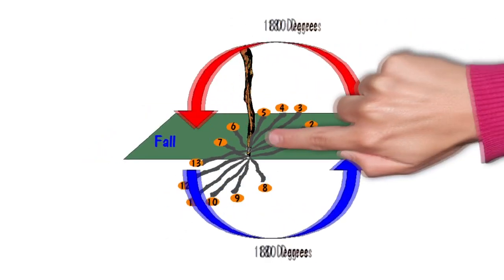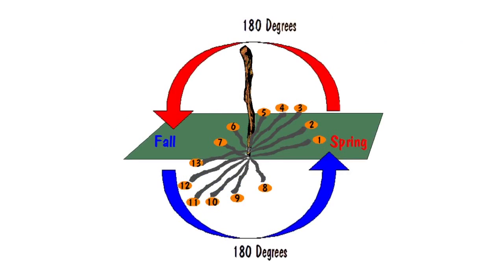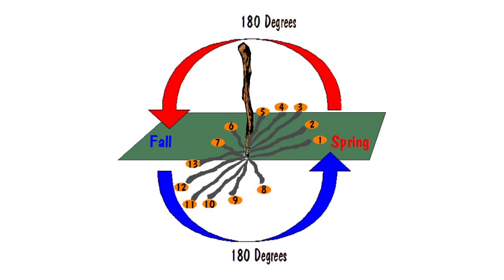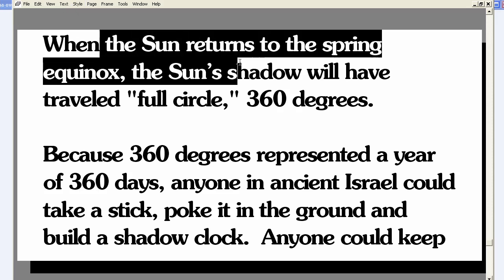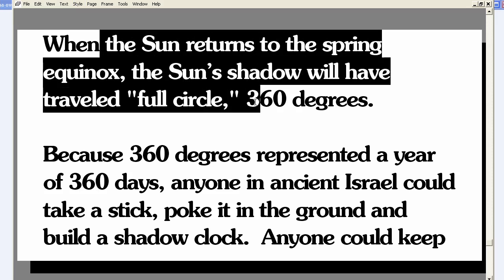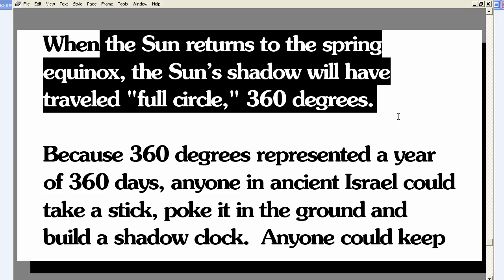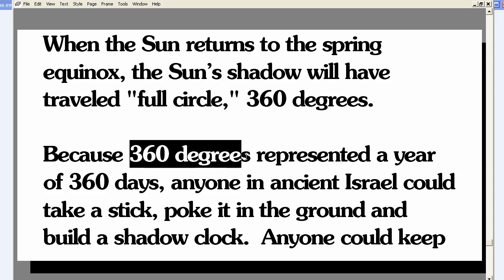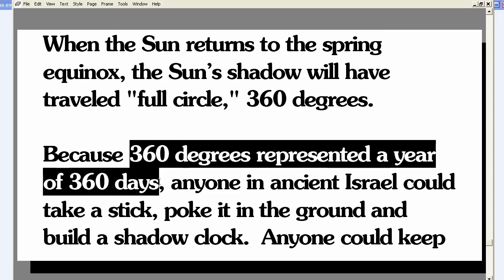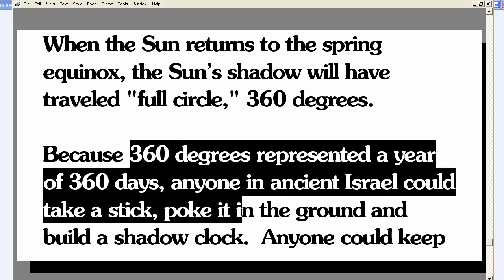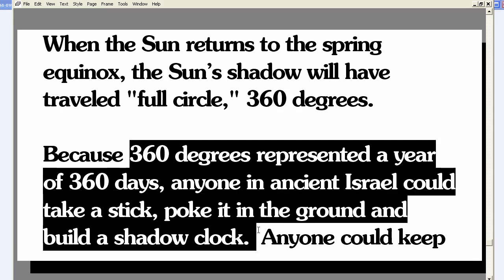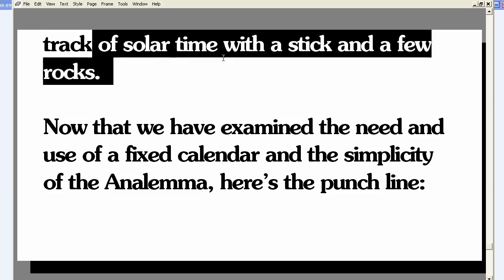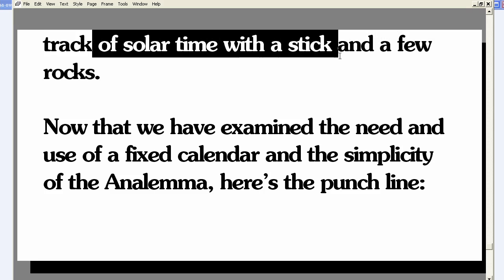that's the top half of the number 8, between spring and fall, and then from fall to spring, the sun travels another 180 degrees, which is the bottom half of the number 8. When the sun returns to the spring equinox, the sun's shadow will have traveled full circle, 360 degrees. Because 360 degrees represented a year of 360 days, anyone in ancient Israel could take a stick, poke it in the ground, and build a shadow clock. Anyone could keep track of solar time with nothing more than a stick and a few rocks.